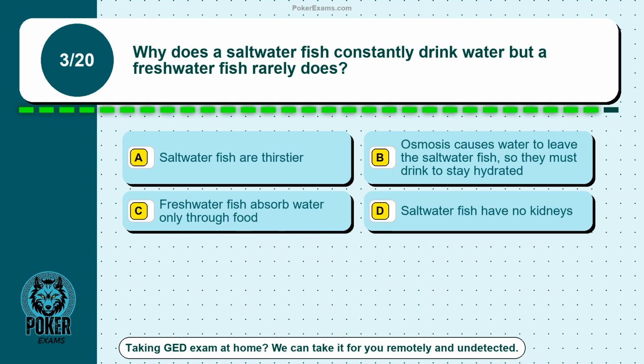Question 3. Why does a saltwater fish constantly drink water but a freshwater fish rarely does? Option A, saltwater fish are thirstier. Option B, osmosis causes water to leave the saltwater fish, so they must drink to stay hydrated. Option C, freshwater fish absorb water only through food. Option D, saltwater fish have no kidneys.